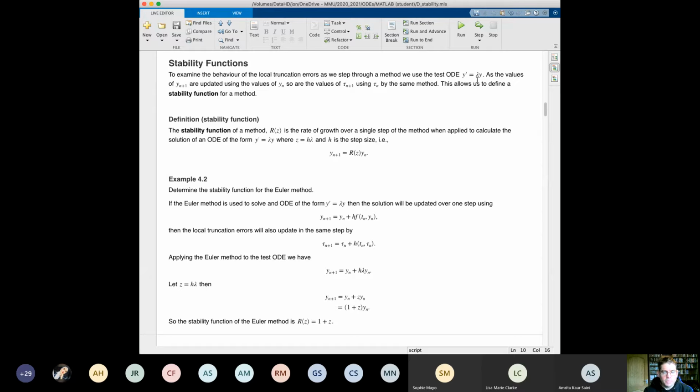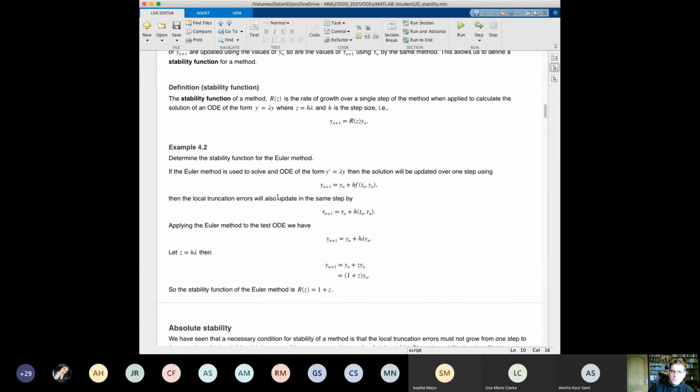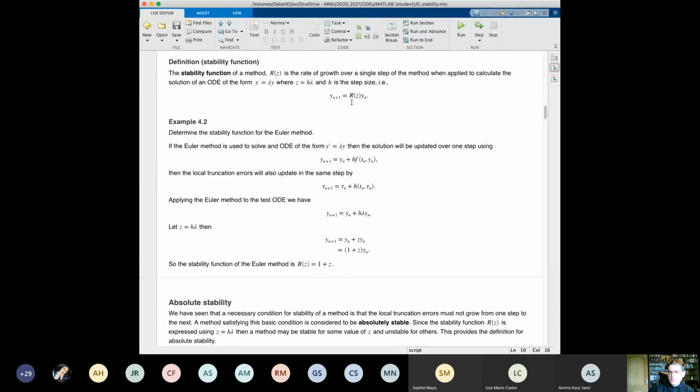Now, what this means is from now on, unless we're solving the test ODE, we can't get a specific value for which H will remain stable. But what we can do is make comparisons between different methods to have a look at their stability properties. Okay, to look at stability properties, we look at the idea of a stability function.